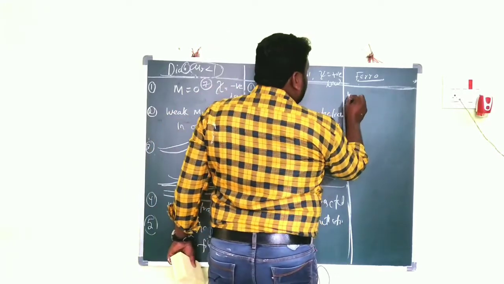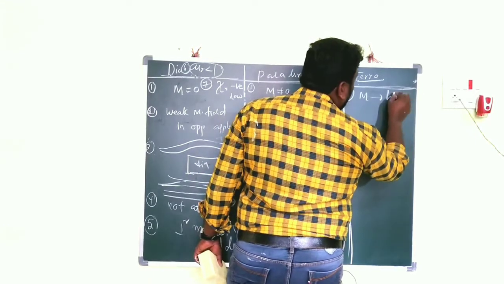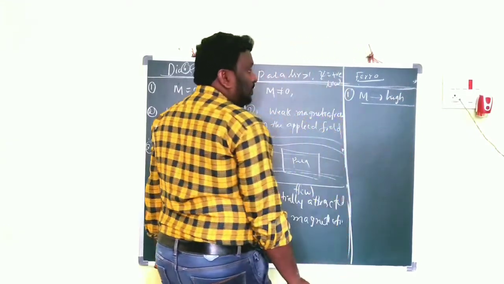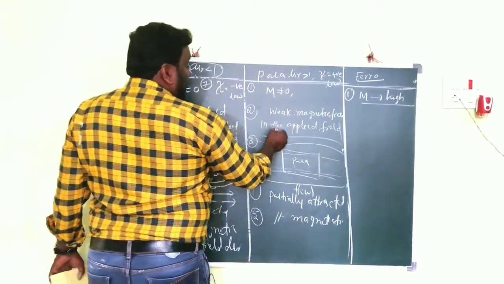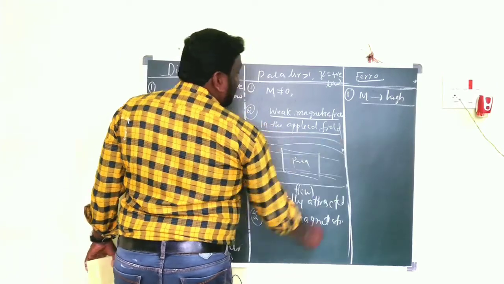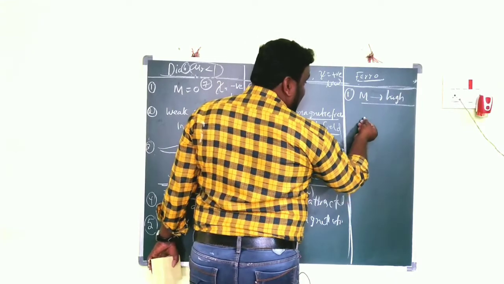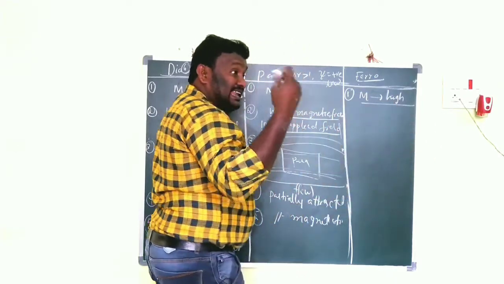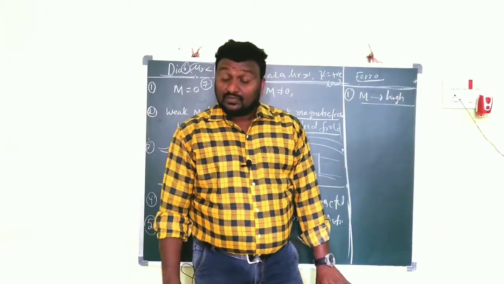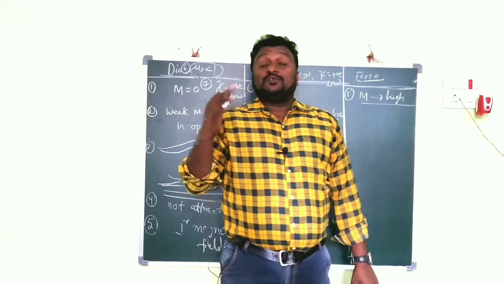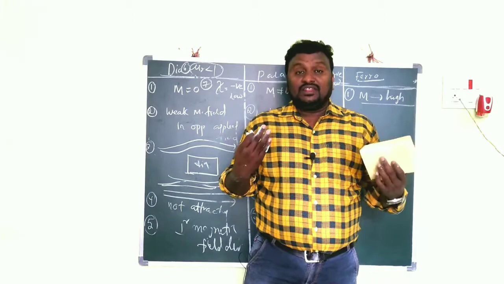So the first thing is, magnetic moment value is very, very high, and they are naturally magnetic. Clear? And next, children, weak magnetic field in the applied field. So what I told you, a ferromagnetic metal already has a magnetic field, and it can produce a magnetic field in the direction of the applied magnetic field.